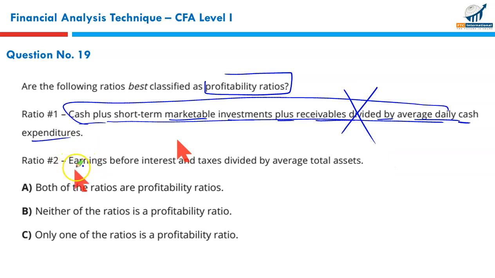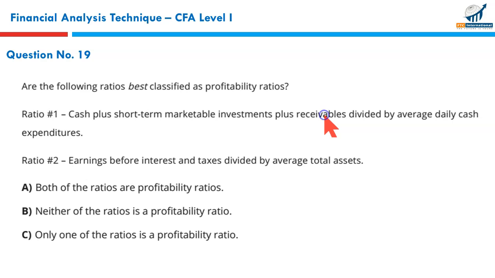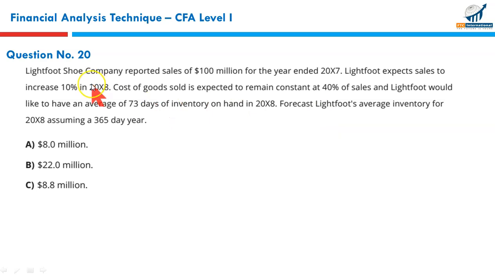Right? Ratio 2, earnings before interest and taxes divided by the average total assets. That is return on assets, and return on assets is very much a profitability measure. So are the following ratios best classified as profitability ratios? Only one of them is correct. Only one of them is a ratio for profitability. The other one was for liquidity, so that makes C the correct option. And C it is. Now, again a good one.